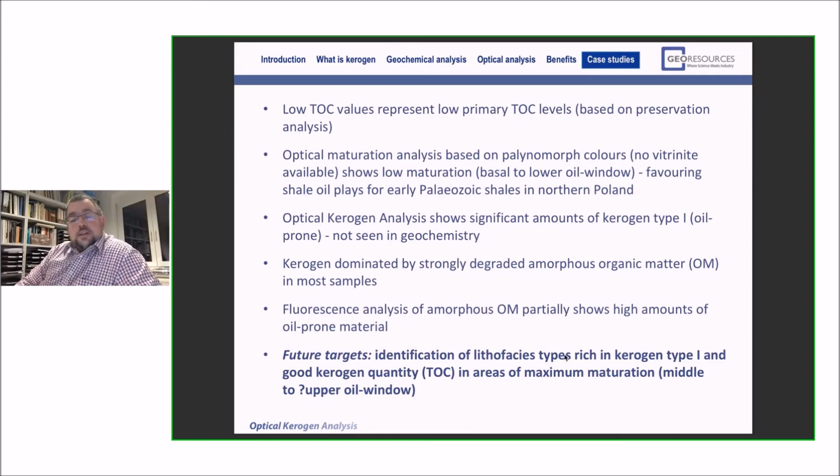So you have to identify the lithofacies types which are rich in kerogen type 1, with a relatively high kerogen quantity, so relatively high net TOC values, in areas of maximum maturation, so that you get at least into the middle oil, better into the upper oil window. And these are the targets that you can search for along the shale belt. And this is done by some companies, mainly national oil companies, up to now. So these are the two case studies.